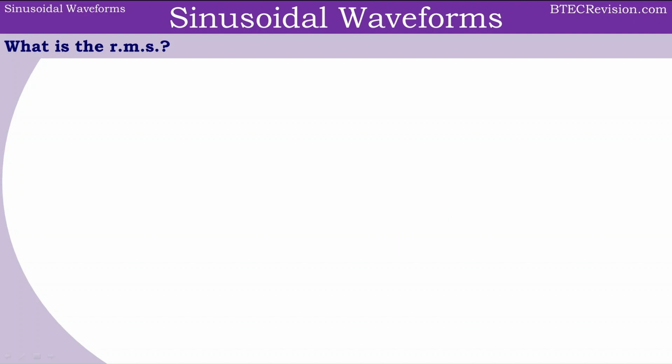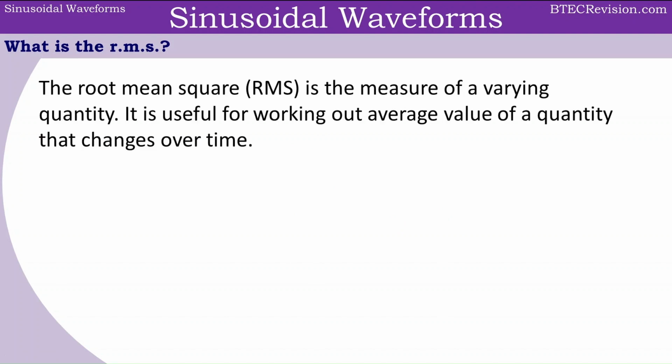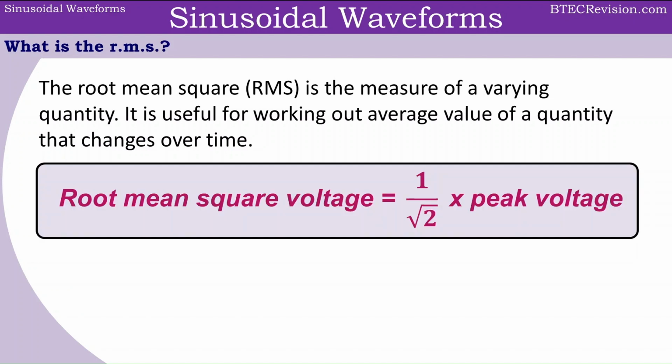What is the root mean square? The root mean square, or RMS for short, is the measure of a varying quantity. It is useful for working out the average value of a quantity that changes over time. And we can calculate it by this equation. Root mean square voltage equals 1 over root 2 times the peak voltage. And the short form is V RMS equals 1 over root 2 times V peak.